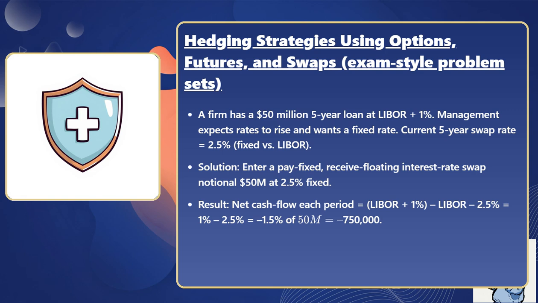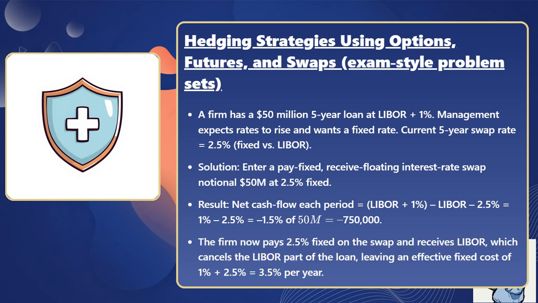Result: net cash flow each period equals LIBOR plus 1% minus LIBOR minus 2.5%, which equals 1% minus 2.5%, negative 1.5% of $50 million, which equals negative $750,000. The firm now pays 2.5% fixed on the swap and receives LIBOR, which cancels the LIBOR part of the loan, leaving an effective fixed cost of 1% plus 2.5% equals 3.5% per year.